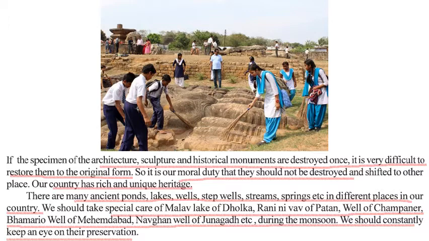There are many ancient ponds, lakes, wells, step wells, streams, springs in different places in our surrounding areas. We should take special care of Malaw Lake of Dholka. Now this is one of the important points. This particular name, Malaw Lake of Dholka, has been asked many times in your papers, and mostly students miss it. Malaw Lake of Dholka, Ranki Vav of Patan, Chapaner well, Bhamaria well of Mehmdabad, Naugarh well of Junagadh. During monsoon, we should constantly keep an eye on their preservation.